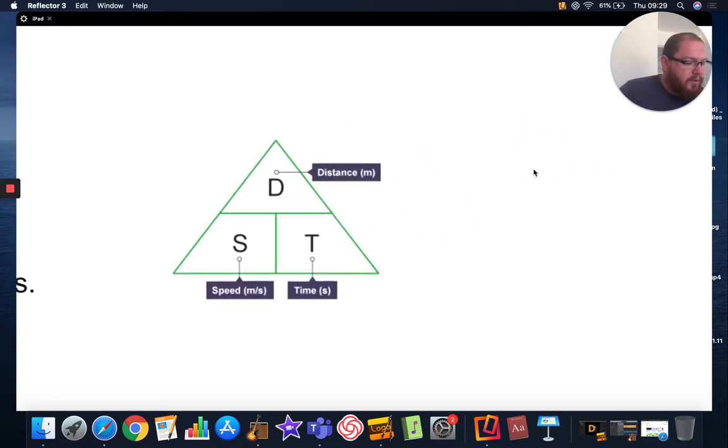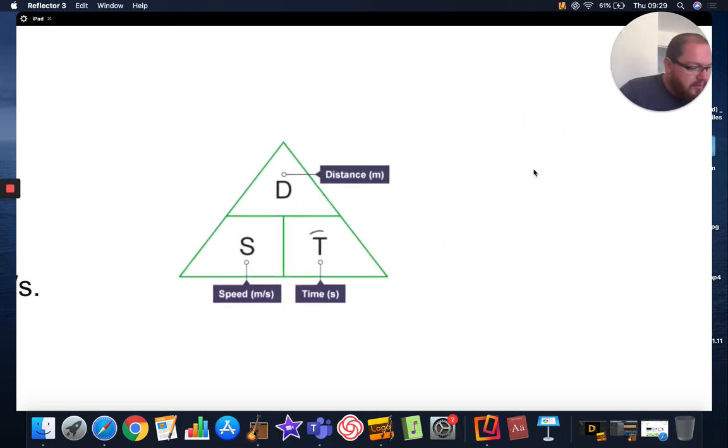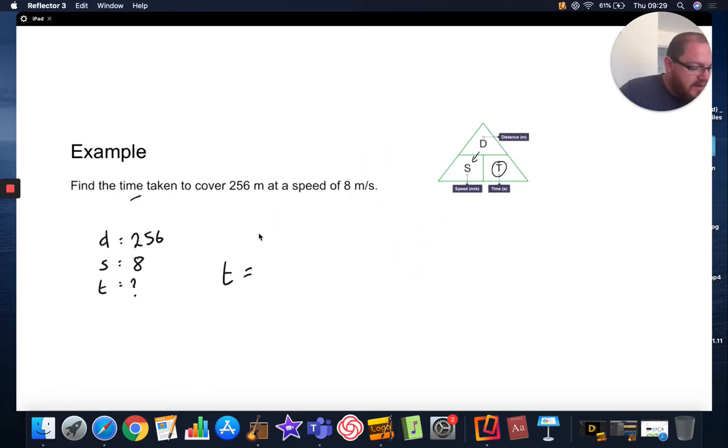Let's go to my formula triangle. I'm going to put my finger over time. So let's cover T up. You can see now that D is on top of S. So it's going to be D over S. It's on top of it. It's not next to it. It's on top of it. It's going to be D over S.